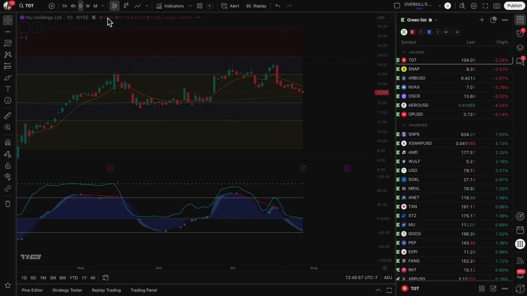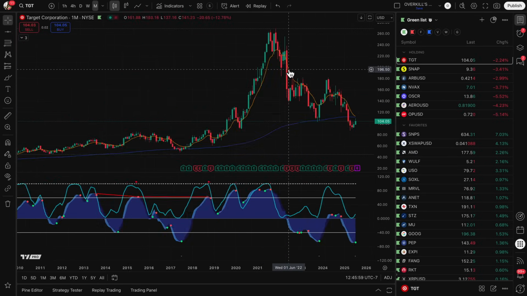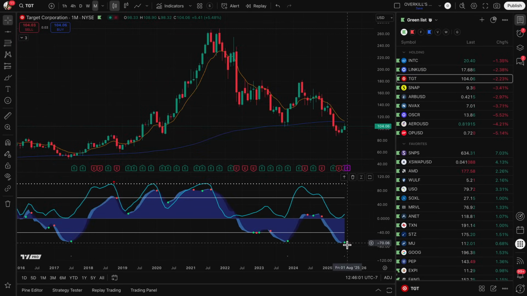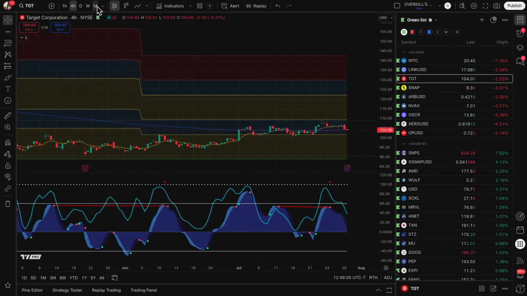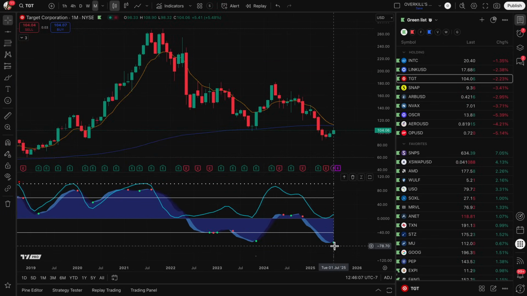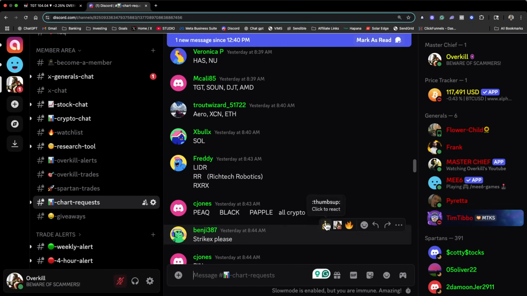TGT, target. Green monthly. This one's in the portfolio as well. Again, looking to buy any and every daily and 4-hour alert that we get now. Yeah, I love Target down here. I think it's a great company. And again, last time we got a green dot was back here in November at 100. It went all the way up there to 180. So beautiful place for a swing there.